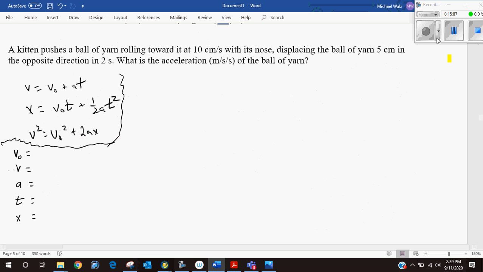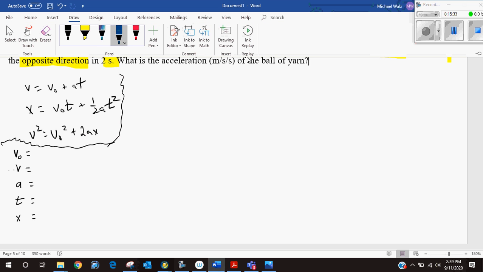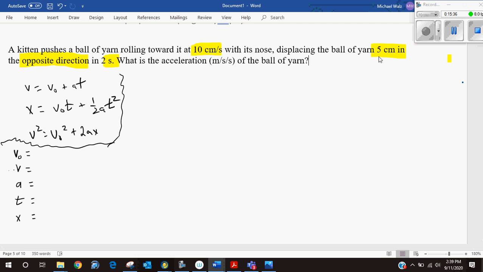Okay, our last example. A kitten pushes a ball of yarn, rolling it at 10 centimeters per second with its nose, displacing the ball of yarn 5 centimeters in the opposite direction. That's an important one. In 2 seconds. What is the acceleration of the ball of yarn? Okay, so what do you think that opposite direction means? Because it's kind of a big deal. Well, it means that the displacement is going to be a negative number, 5 centimeters, because it's in the opposite direction.